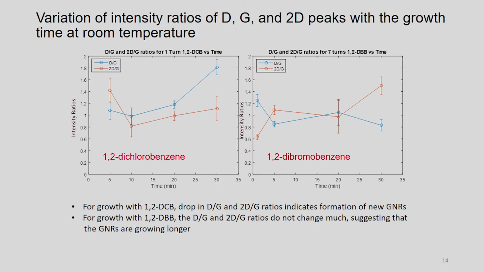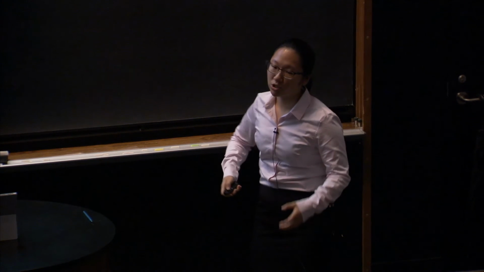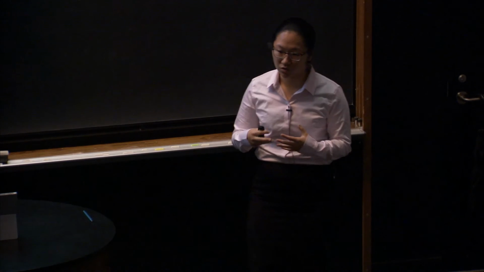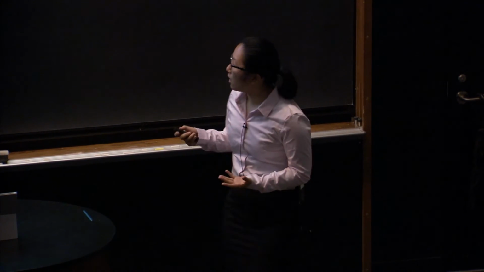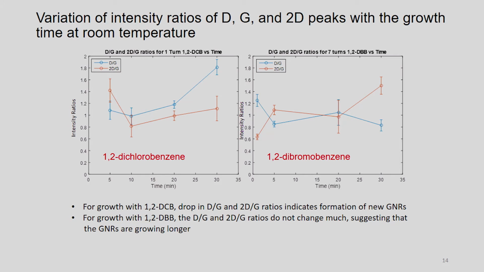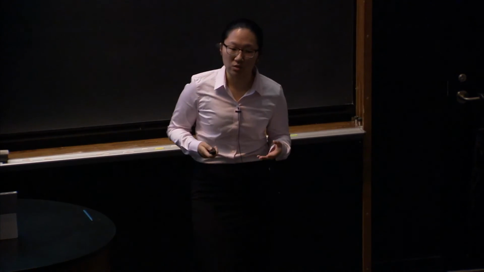And then after that, from 10 to 30 minutes, we see that the D to G ratio increases and the 2D to G ratio increases, which indicates that graphene nanoribbons are continuing to grow longer, and also new graphene nanoribbons are being synthesized. However, for the growth of graphene nanoribbons with 1,2-dibromobenzene, we see that the D to G ratio and 2D to G ratio stay approximately constant due to the large error bars. This suggests that the graphene nanoribbons are simply growing longer.